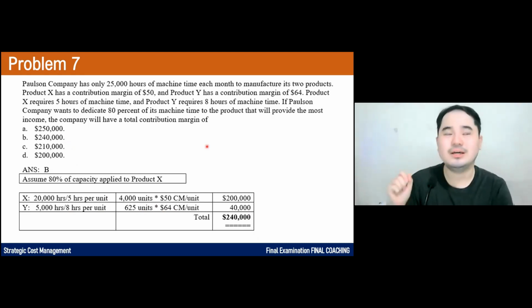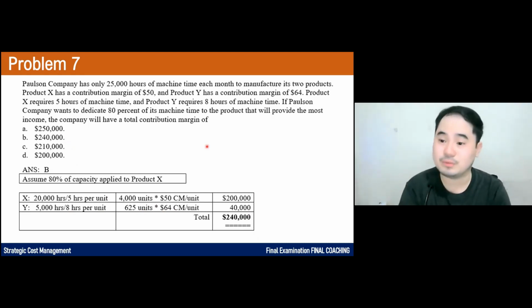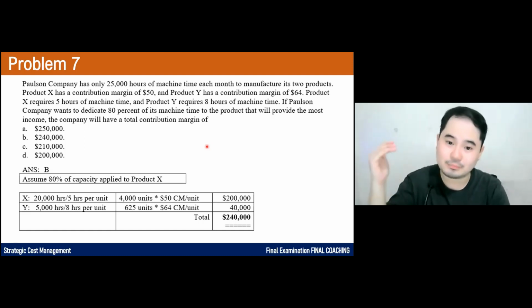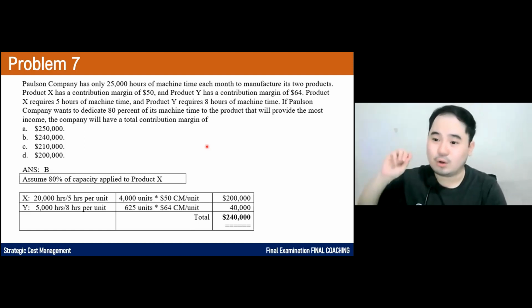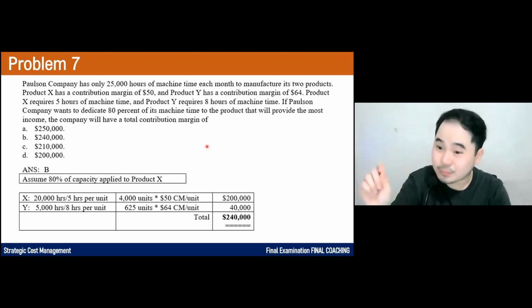Always remember, in problems about contribution margin per scarce resource, you just have to get the contribution margin per scarce resource of all the product lines the company has. Prioritize the product line that will give you the most contribution margin per scarce resource. You will prioritize and give it the highest number of hours based on what the problem tells you. If the problem tells you that whatever you prioritize, you give 80% of your production to it, then that's it.